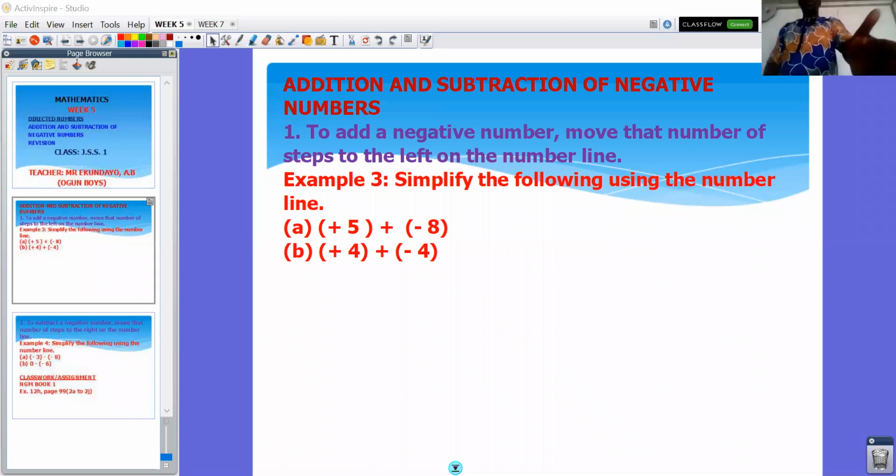So the rule is saying that to add a negative number, move that number of steps to the left on the number line. Move that number of steps to the left on the number line when we have to add negative numbers. If you look at question A here, that's example 3, you will see that we are doing +5 plus -8. That means we are adding negative number 8 to +5. Then we are adding negative number 4 to +4. So that's what we want to do.